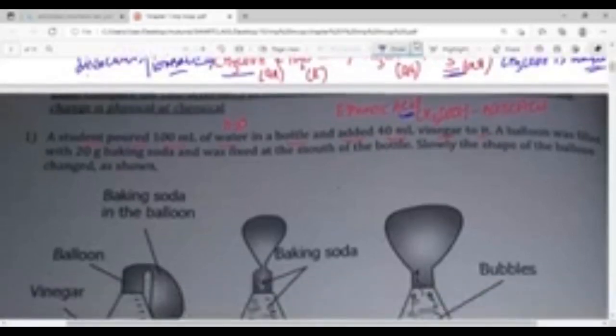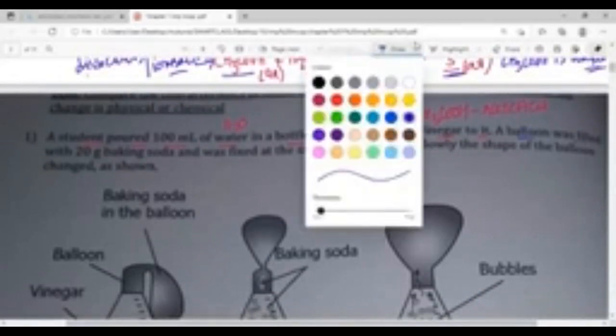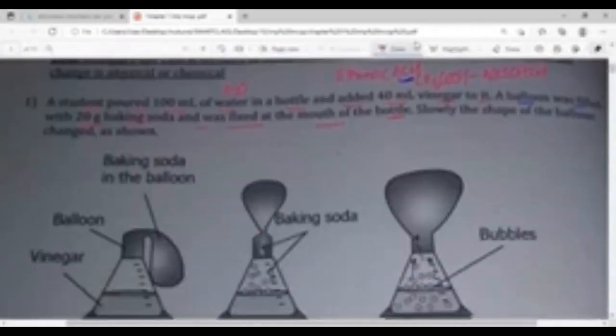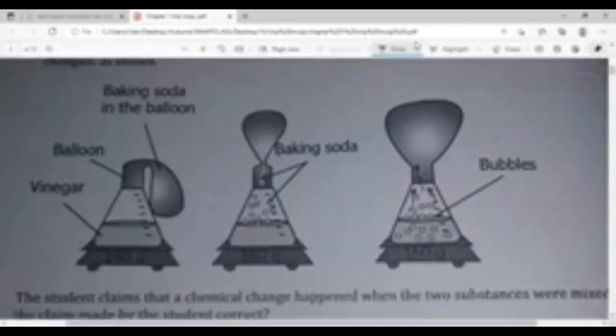Now let's move forward. A balloon was filled with 20 gram of baking soda and was fixed at the mouth of the bottle. So now you can see here that there is a balloon which was having baking soda in it.